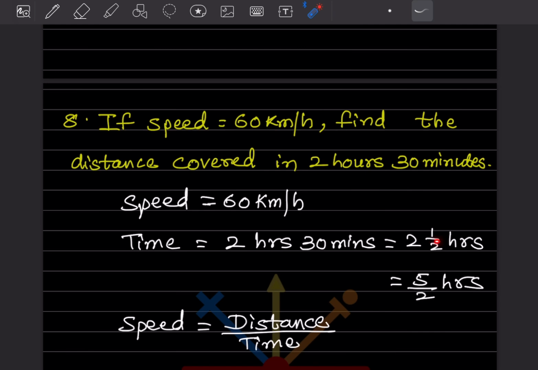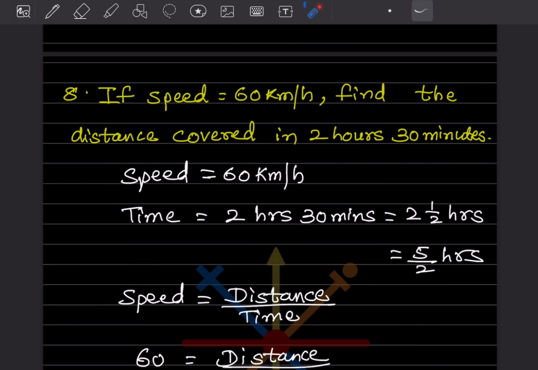So 2.5 hours is going to be 4 plus 1, 5 by 2 hours. This is easy for the calculation if you write it as a fraction instead of a mixed fraction. Now you will write the formula. Speed is equal to distance by time.